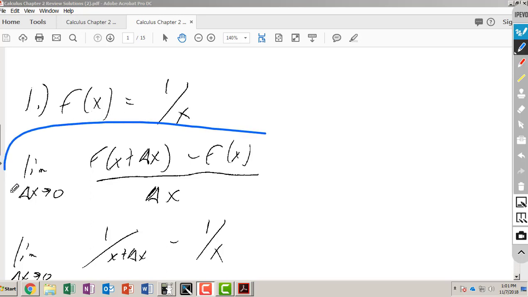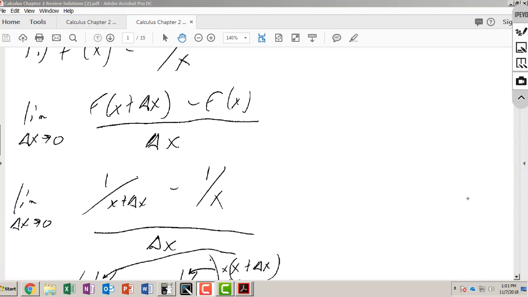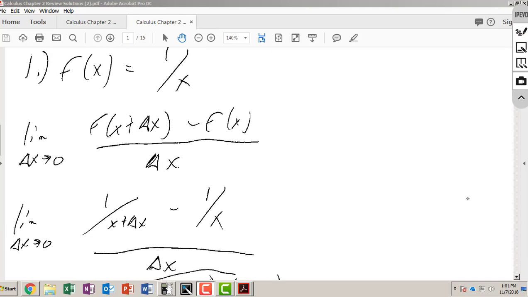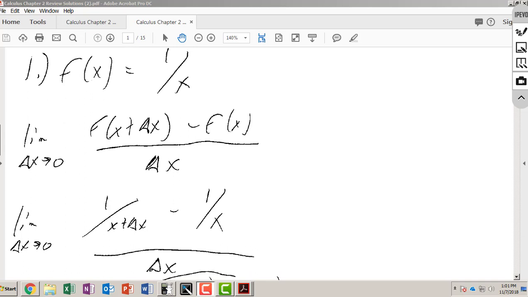So the definition of the derivative is the limit as delta x approaches 0 of f of x plus delta x minus f of x all over delta x. So now we have to go ahead and substitute in x plus delta x into my equation. And so when I substitute it into my equation, you'll notice that this becomes 1 all over x plus delta x.